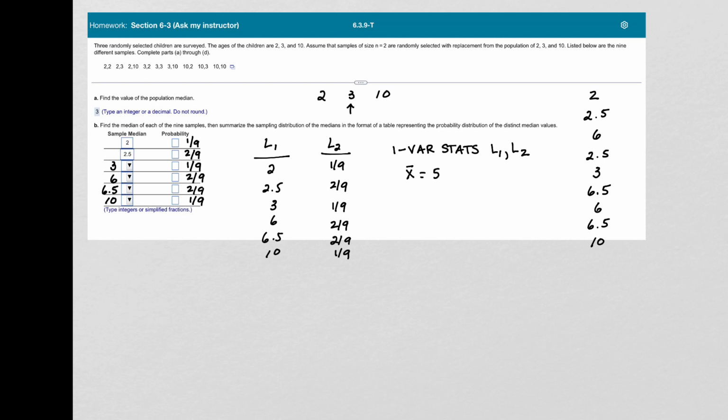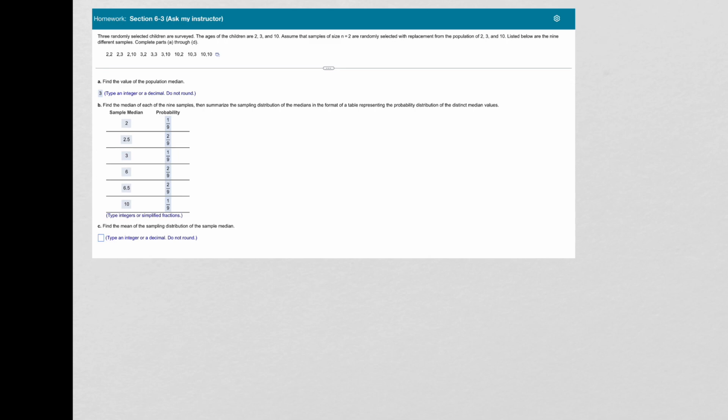So that's going to be the next question: what is the mean of the sample medians? And we just calculated that. Okay, so here we have our sample medians and probabilities in there. The mean of the sampling distribution of the sample median is 5. So we would put that in. And notice that this value, 5, is not the same as the population median, which was 3. And so that's why we say that the sample median is a biased estimator of the population median. So it is not a good estimator.